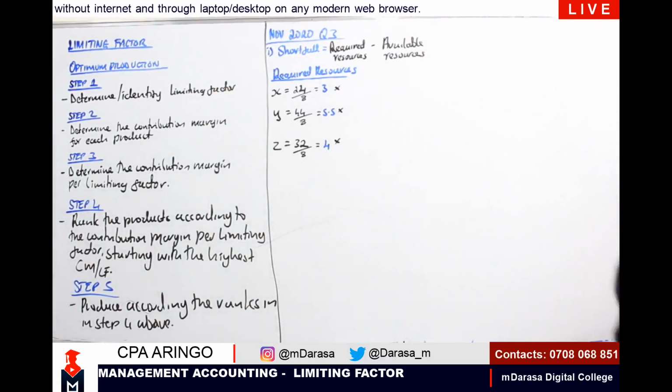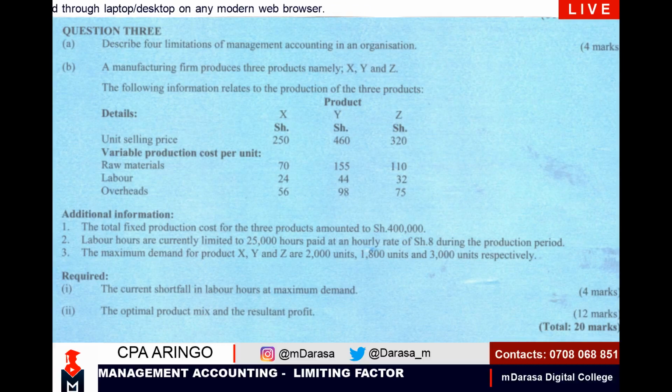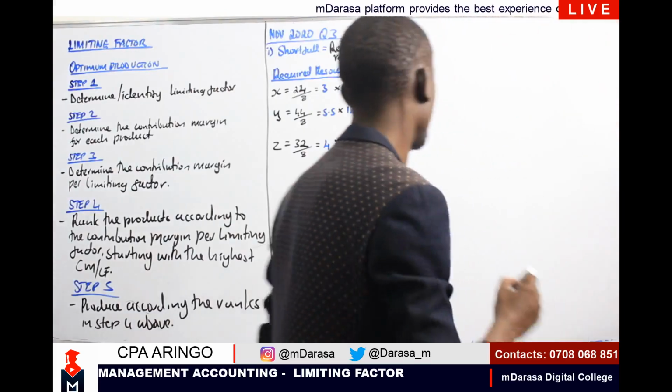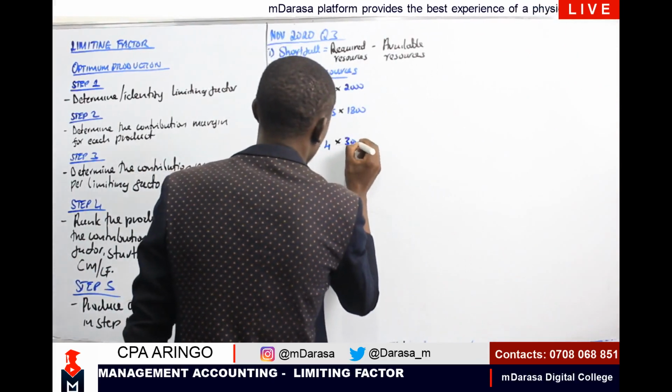Come and look here. We are given, in which note? Look at note number 3, my good students, and additional information. We are told that the maximum demand for product X, Y, and Z is 2,000, 1,800, and 3,000 units.